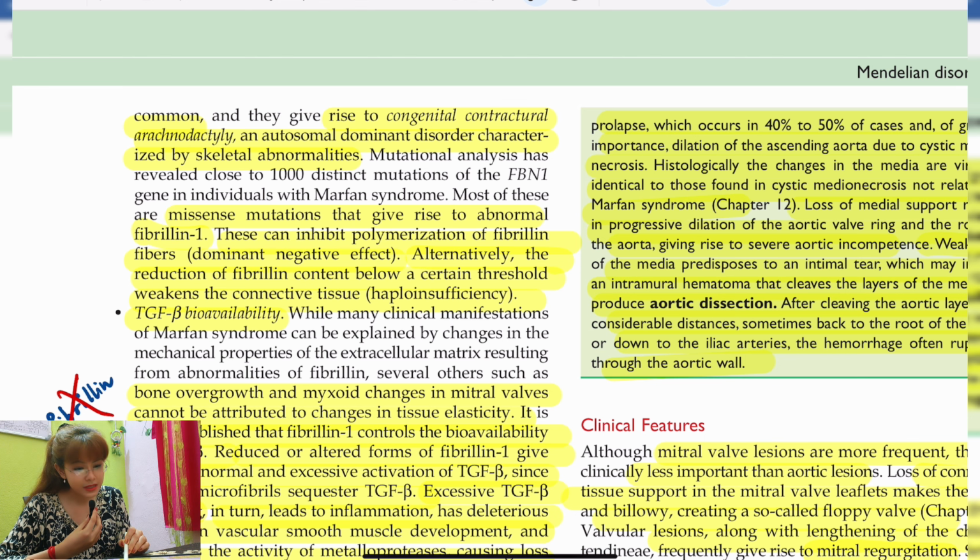Most of these are missense mutations, especially in fibrillin 1, and this can inhibit the polymerization of fibrillin fibers, and therefore there is a reduction in the fibrillin content below a certain threshold, which weakens the connective tissue. So basically the connective tissues of all these locations are defective.